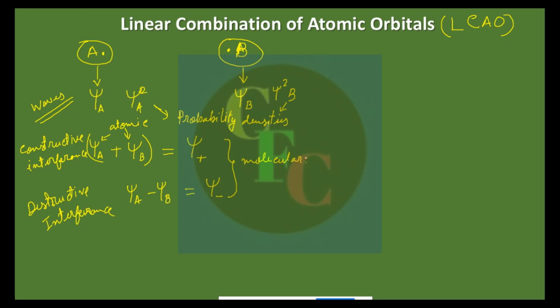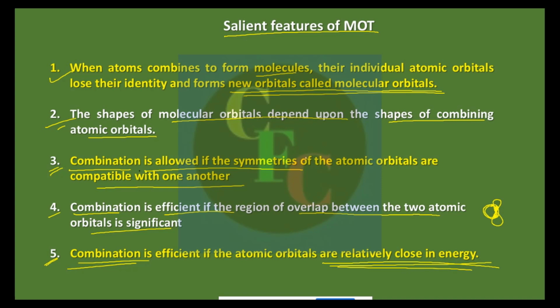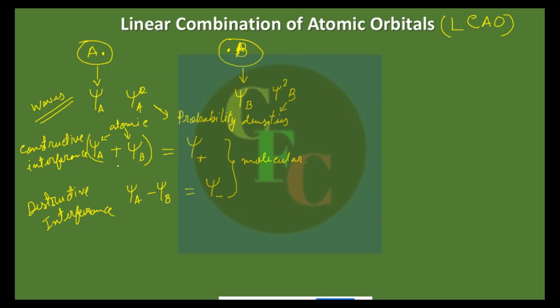One more important point to note is that in these salient features you can add that the number of molecular orbitals will be same as the number of combining atomic orbitals. Here we have combined two atomic orbitals, psi A and psi B, and what we got psi plus and psi minus, right? So there are two possibilities of combination and we get two of them, right?